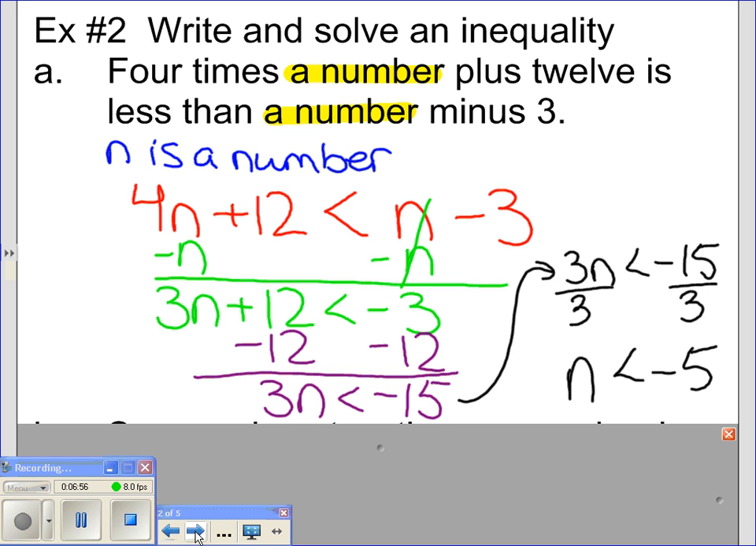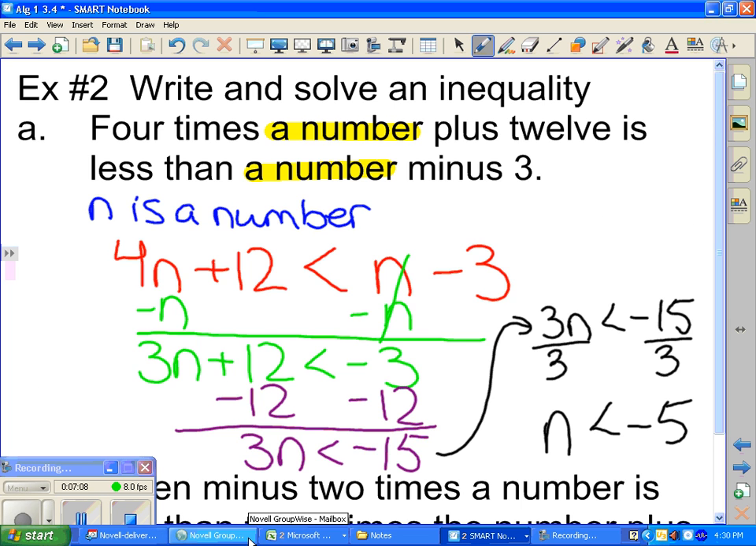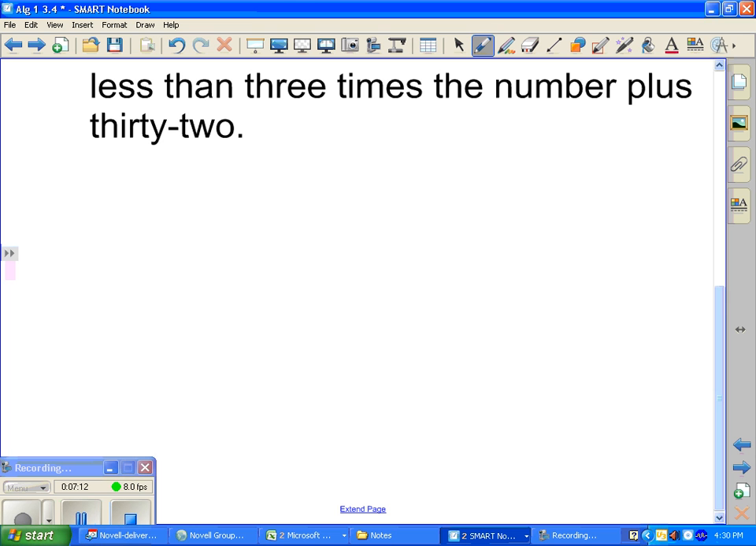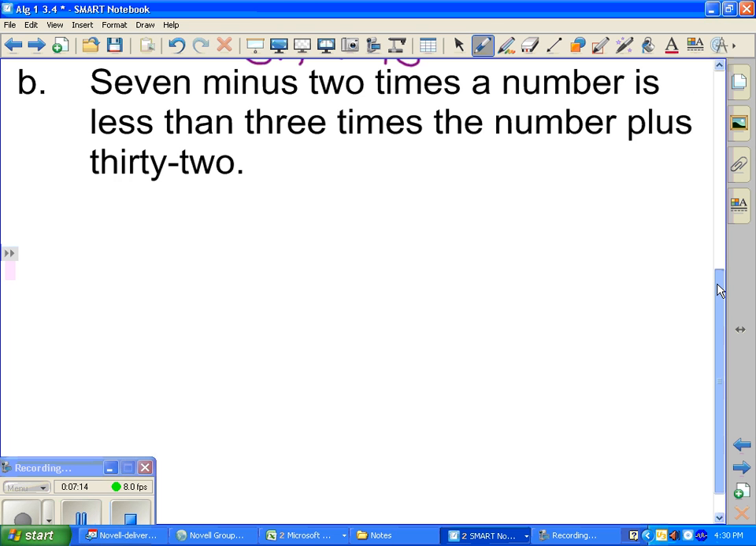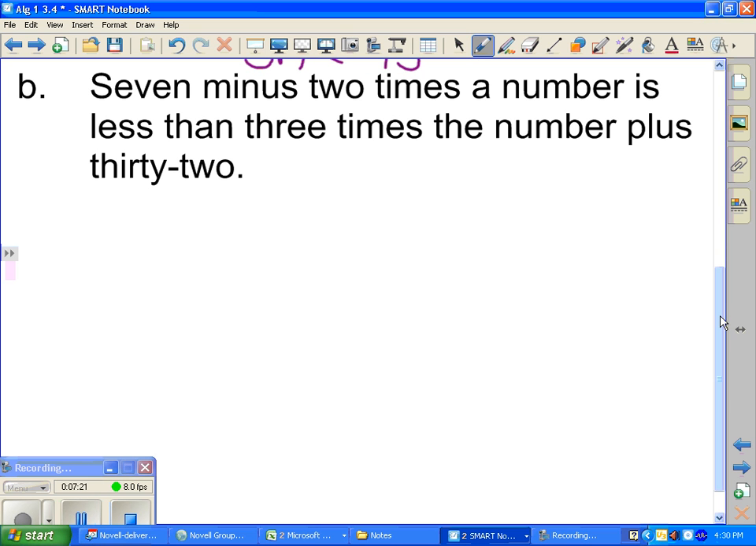All right, so let's bring in B for you to do on your own. And we're going to need to scroll that up. All right, so please solve B on your own. I'll give you a minute and a half to write it out and then solve it.